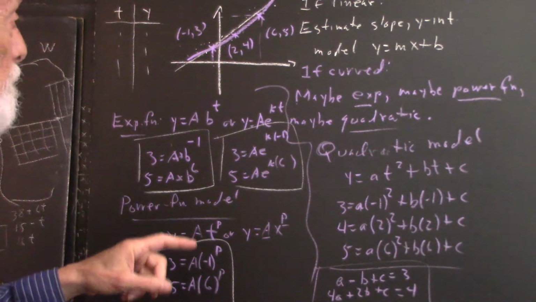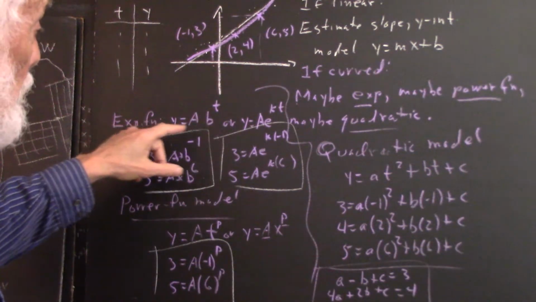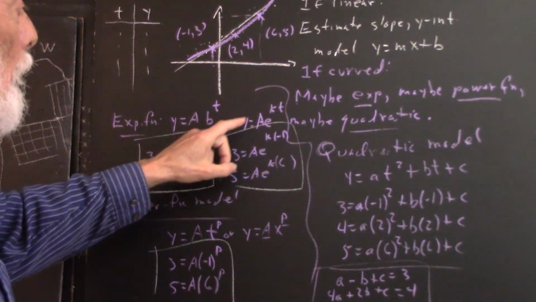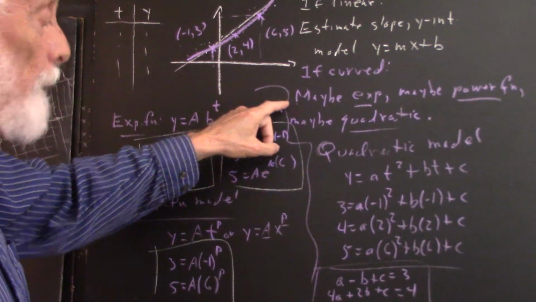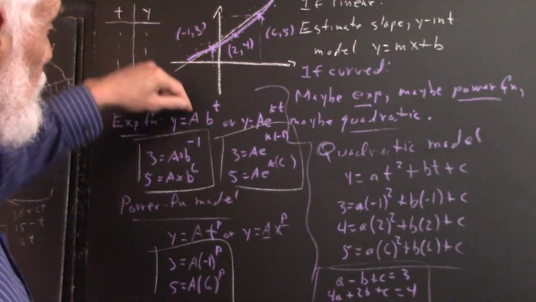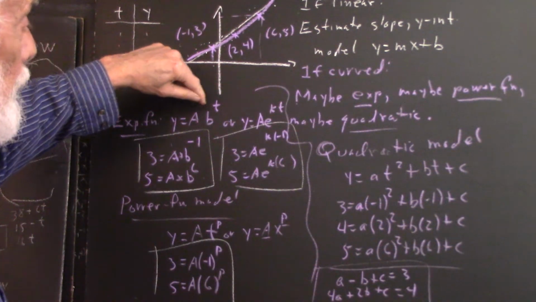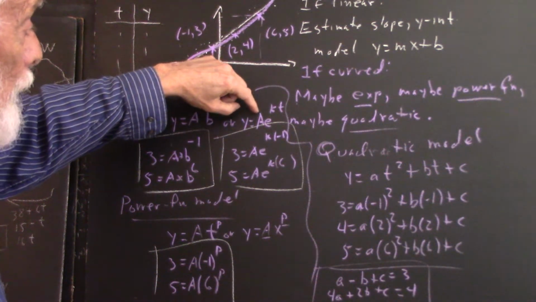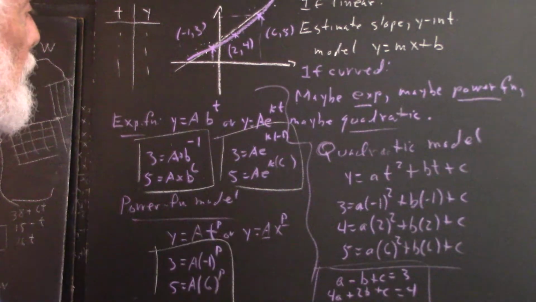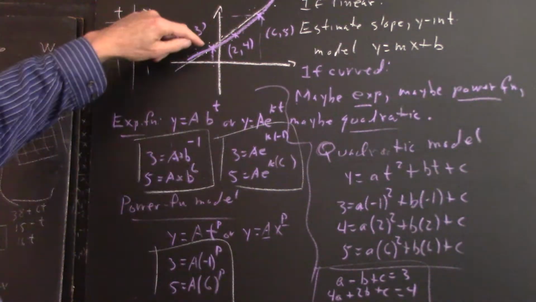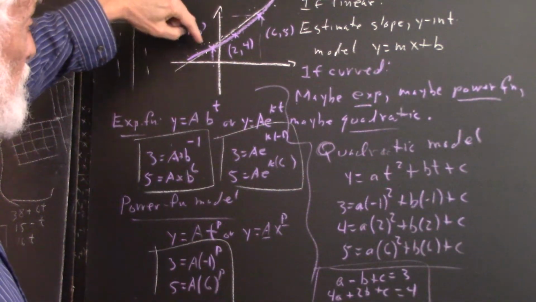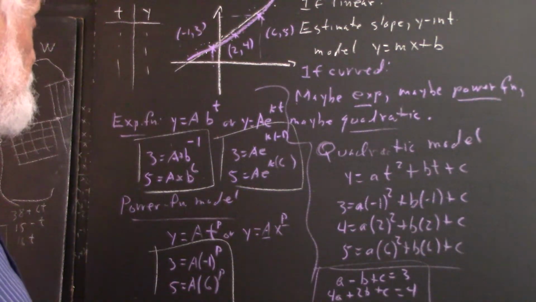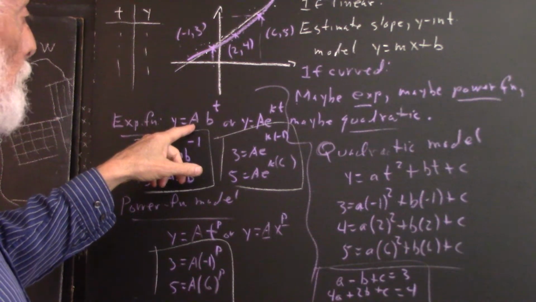An exponential function for y versus t would be y equals a b to the t. Or alternatively, y equals a e to the kt. In both cases, you have 2 parameters. You have a and b here, and here you have a and k. If you take 2 points on this graph, let's say this point here and this point here, you can plug them into this form.